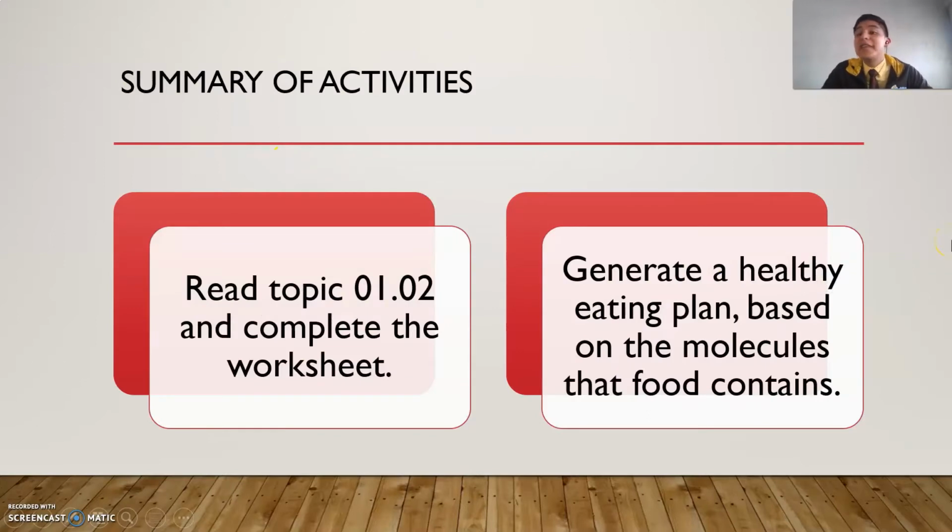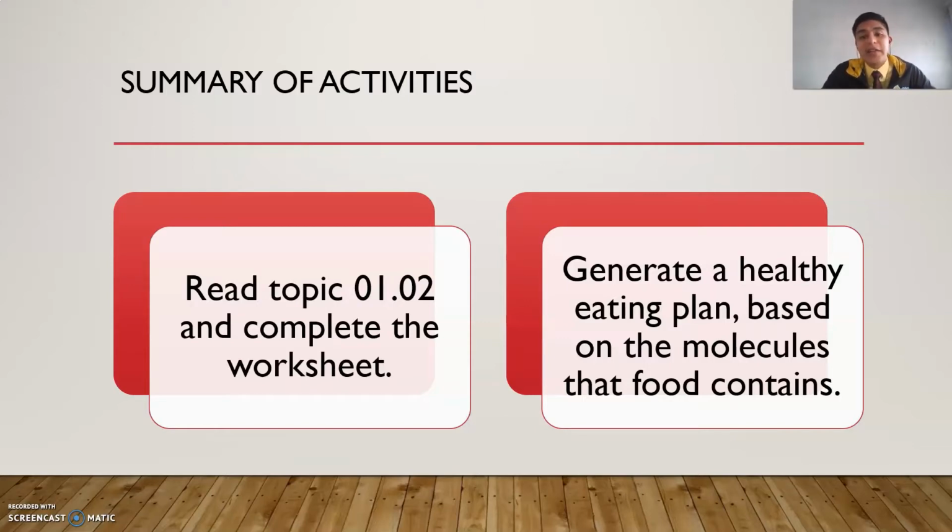Here you have a summary of the activities that you need to complete. First, you need to read topic 1.02 and complete the worksheet that you are going to find at the end of the topic in Agilex. Notice that you have to download the worksheet, and there you will find all of the specifications of what you have to complete. Anyways, if you have any questions or you cannot find the worksheet in Agilex, you can let me know during the live session.